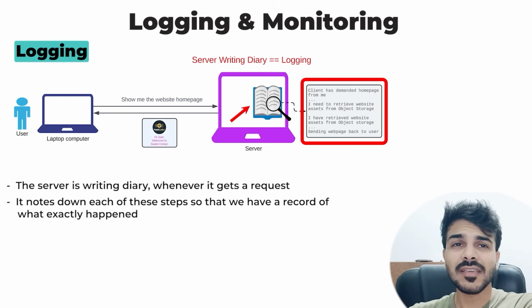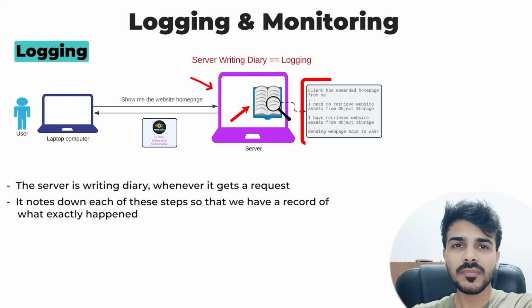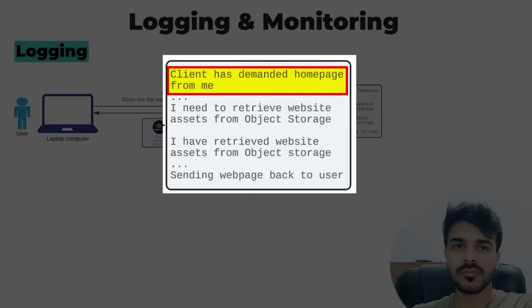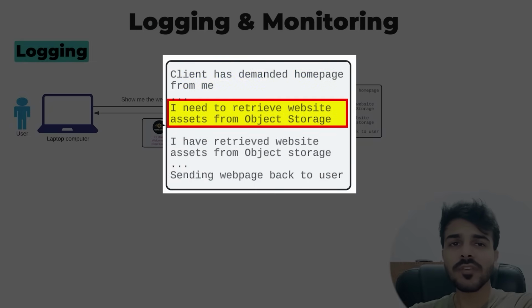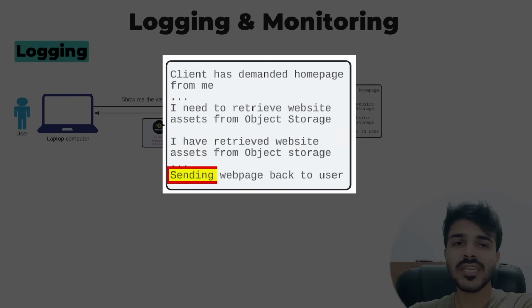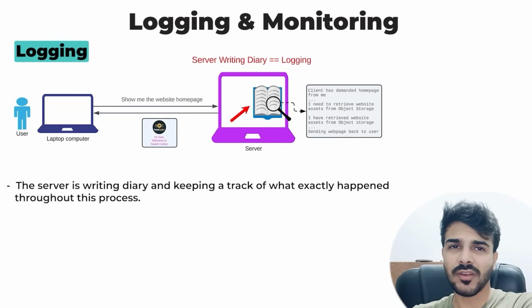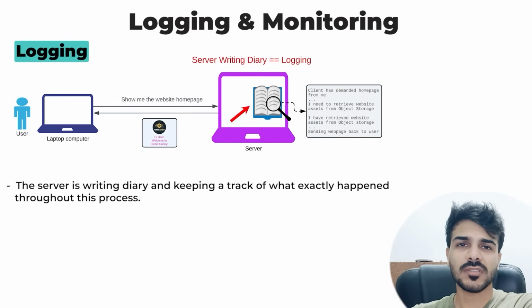For example, the client here demands the website homepage in this process. The request is sent to the server, and this is what the server logs then. The client has demanded homepage from me. Perhaps it would then log, I need to retrieve the website assets from the object storage. Once it has actually retrieved them, perhaps it can log, I have successfully retrieved the website assets from object storage. Ultimately, just before sending the website homepage back to the client, it can log, I'm sending the website back to the user. So effectively, the server is writing a diary and keeping track of what exactly happened throughout this process.